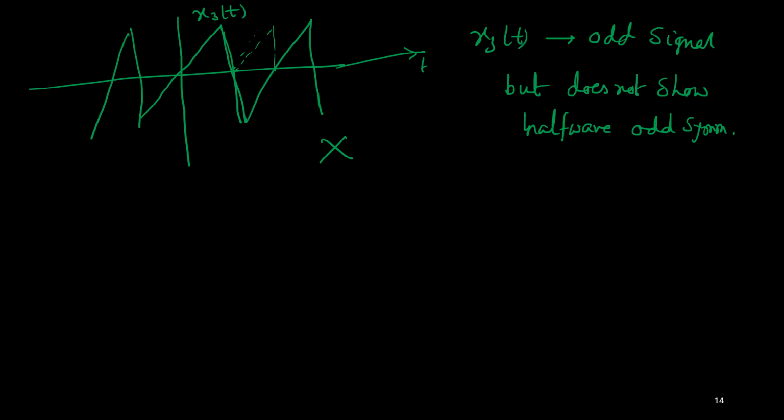Now just the last one, the fourth property we will consider, that is called half wave even symmetry.